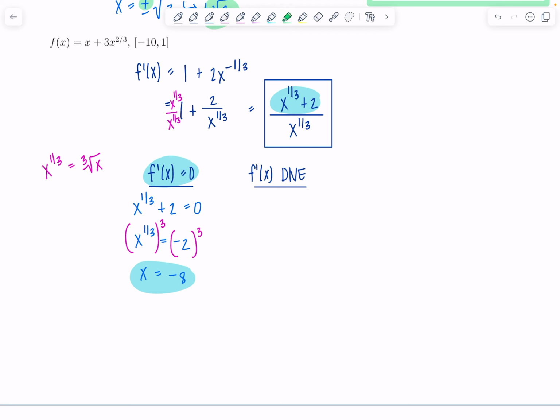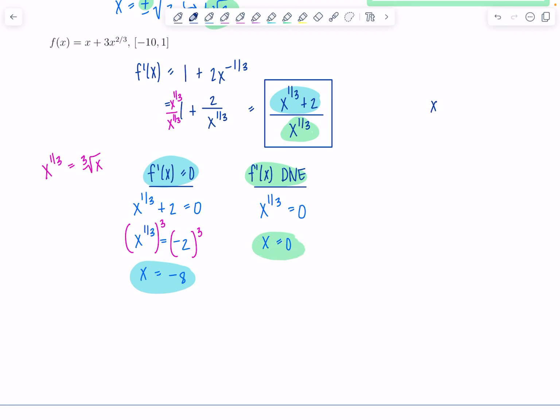F prime of x does not exist when the denominator is 0. So that happens when x to the 1/3 is 0. So that happens if x is 0. Is that in the domain? Oh yeah, we're good. Negative 10 to 1 includes 0.